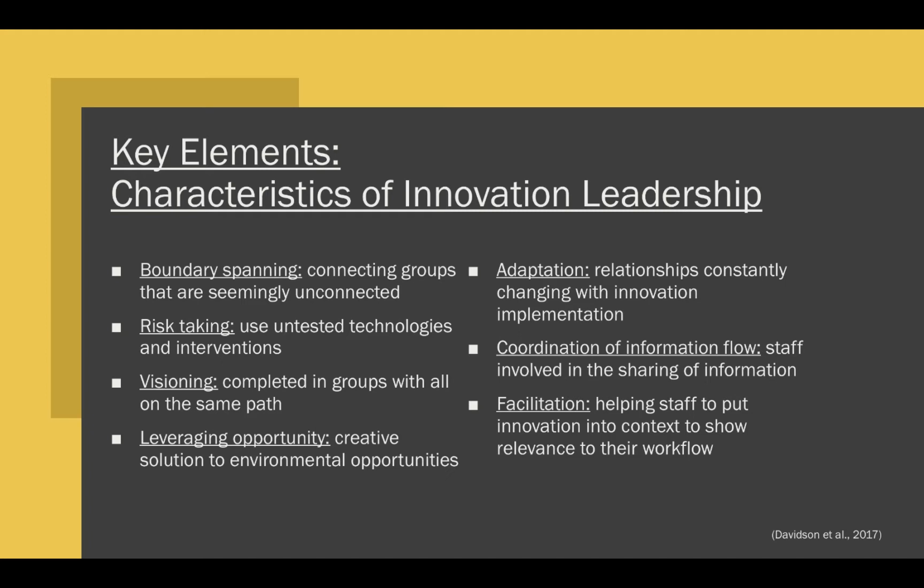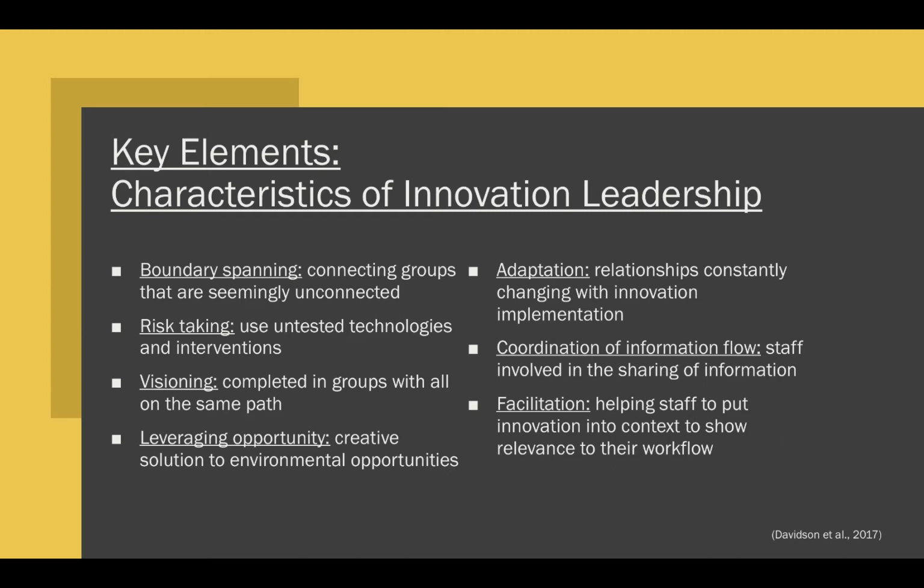Leveraging opportunity is the act of considering creative solutions to the environmental opportunities presented by the individuals. Leaders are more effective when they orchestrate a team to conquer organizational issues. The largest benefit to leveraging opportunity is this action encourages outside of the box thinking to help overcome obstacles and create unique solutions to barriers.